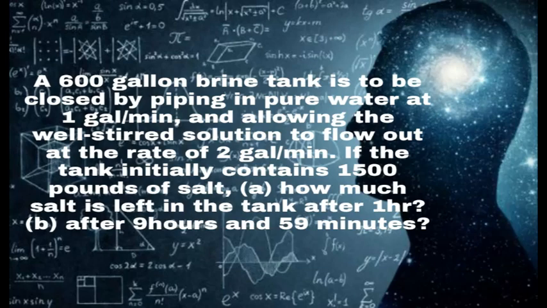A 600-gallon brine tank is to be cleared by piping in pure water at 1 gallon per minute and allowing the well-stirred solution to flow out at the rate of 2 gallons per minute. If the tank initially contains 1,500 pounds of salt: A. How much salt is left in the tank after 1 hour? B. After 9 hours and 59 minutes?